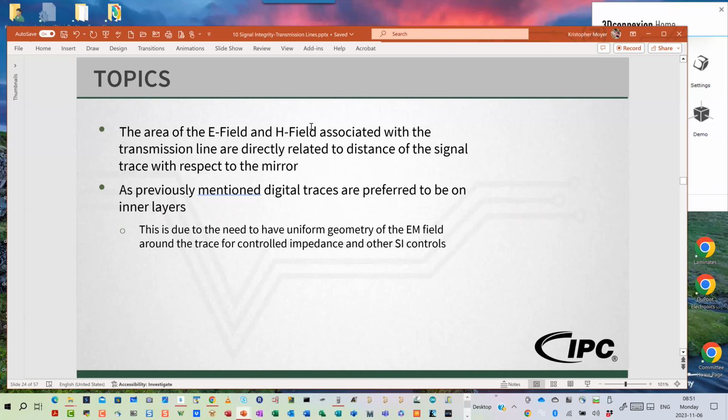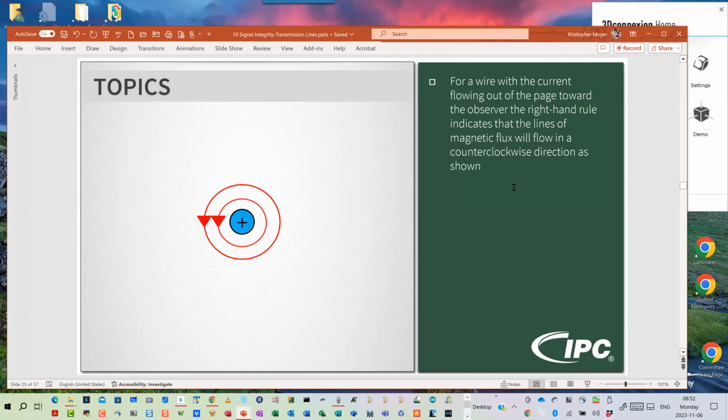The area of the E field and the H field associated with the transmission line are directly related to the distance of the signal trace with respect to the mirror or return. Okay? As previously mentioned, digital traces prefer to be on inner layers. This is due to the need to have the uniform geometry of the EM field around the trace for controlled impedance and other SI controls that we'll talk about here.